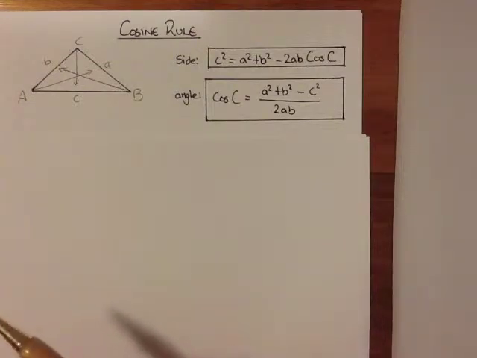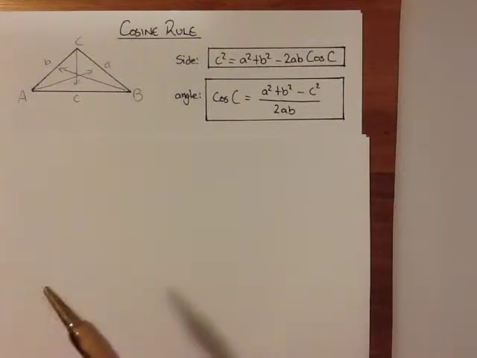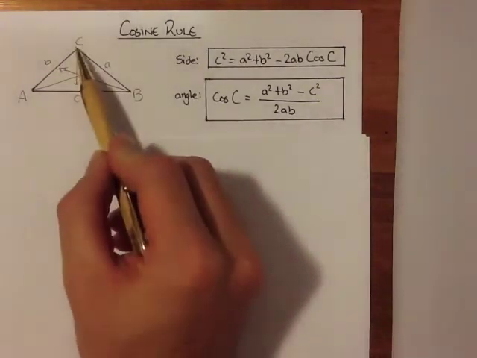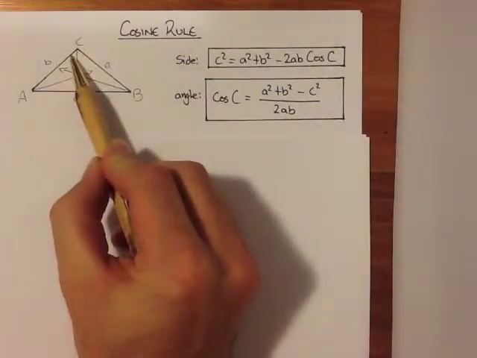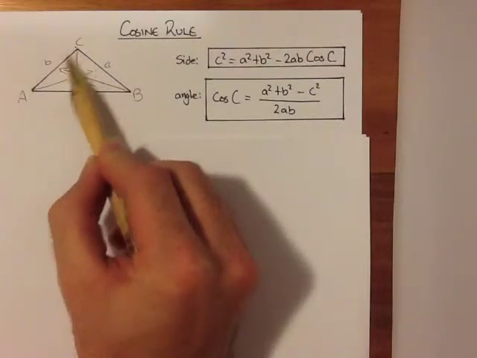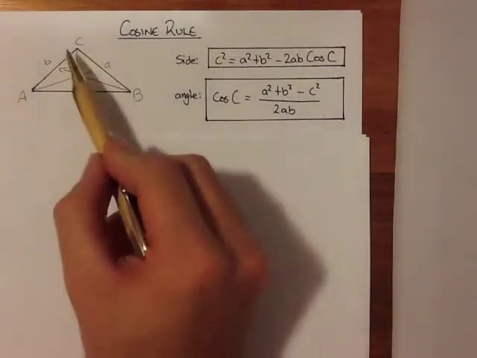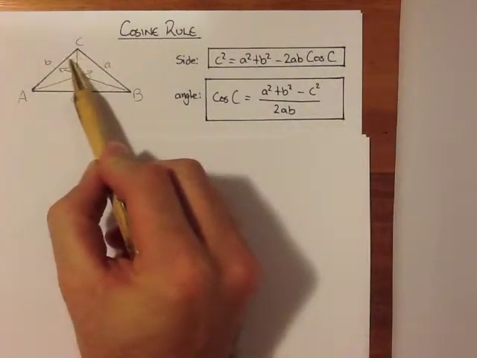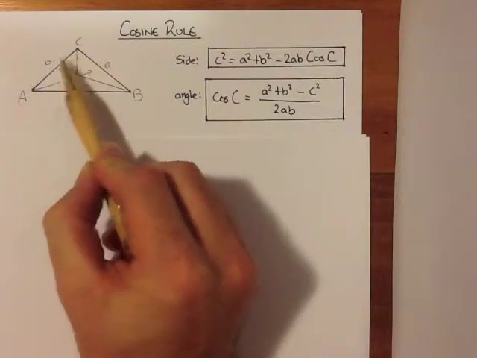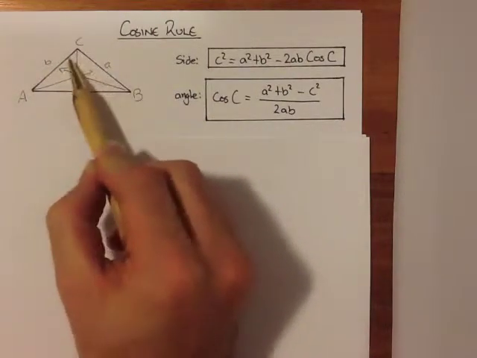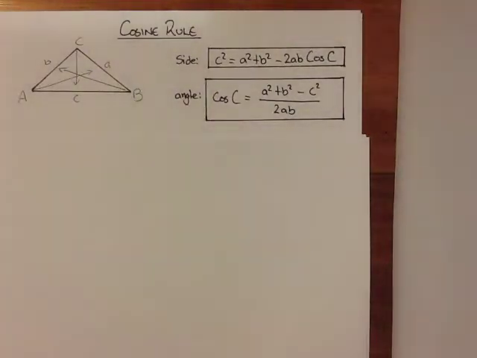It is also very important to be able to identify where angle C is. If we have a look here, angle C is up here, and angle C is always trapped by the arms B and A. So with any triangle, if you're asked to find this angle here, you need to know, for cosine rule, sides B and A trap the angle. Let's look at an example.